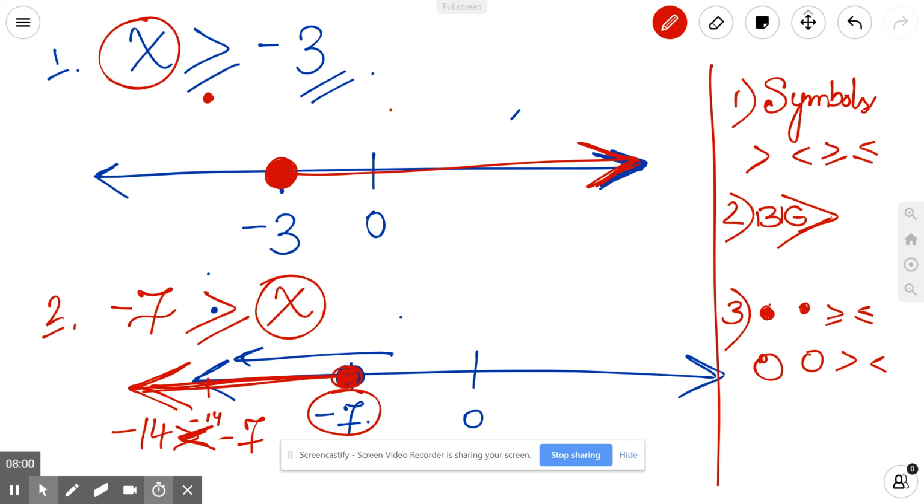So this was the basics of inequality, students. I'll make more videos where I'm actually solving two-step and compound inequalities, etc. I hope it helped you, and happy learning.